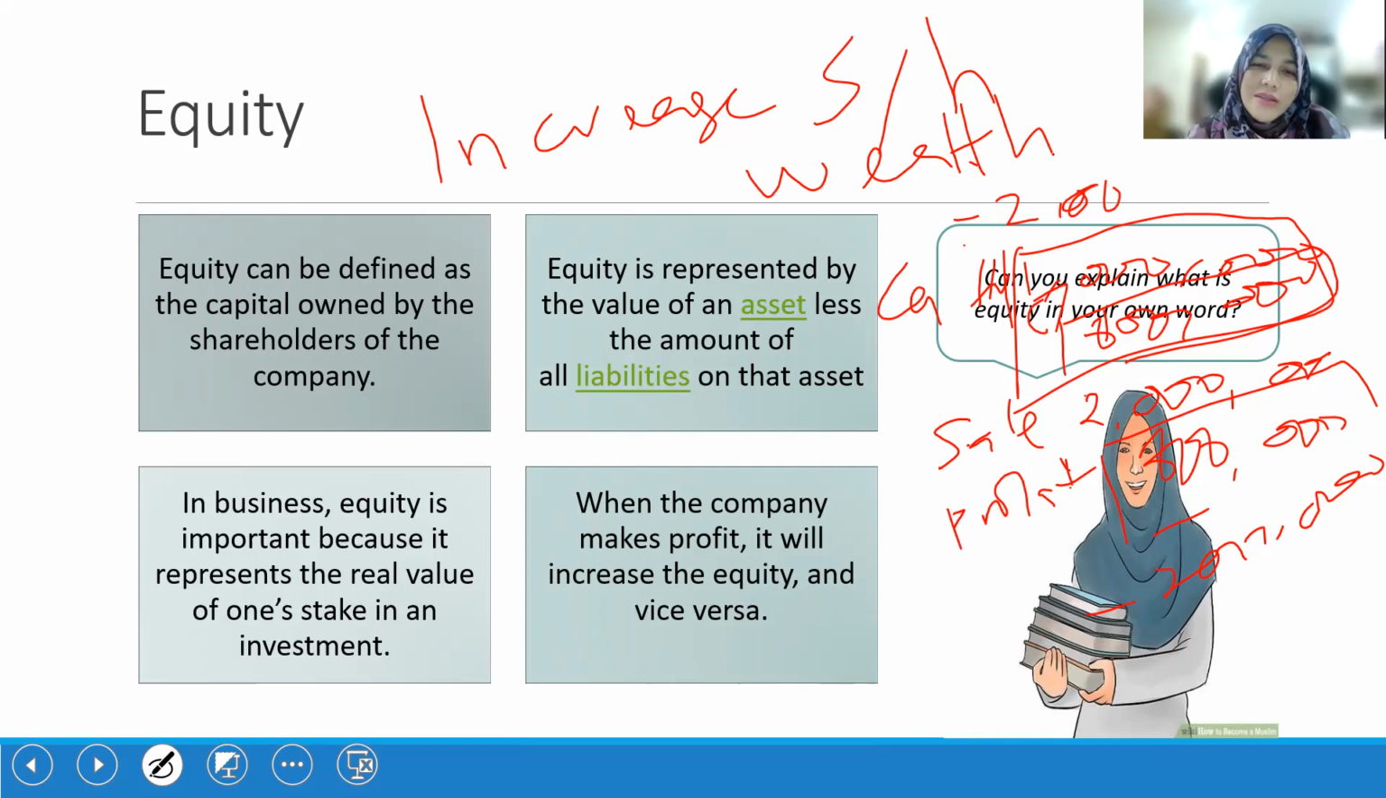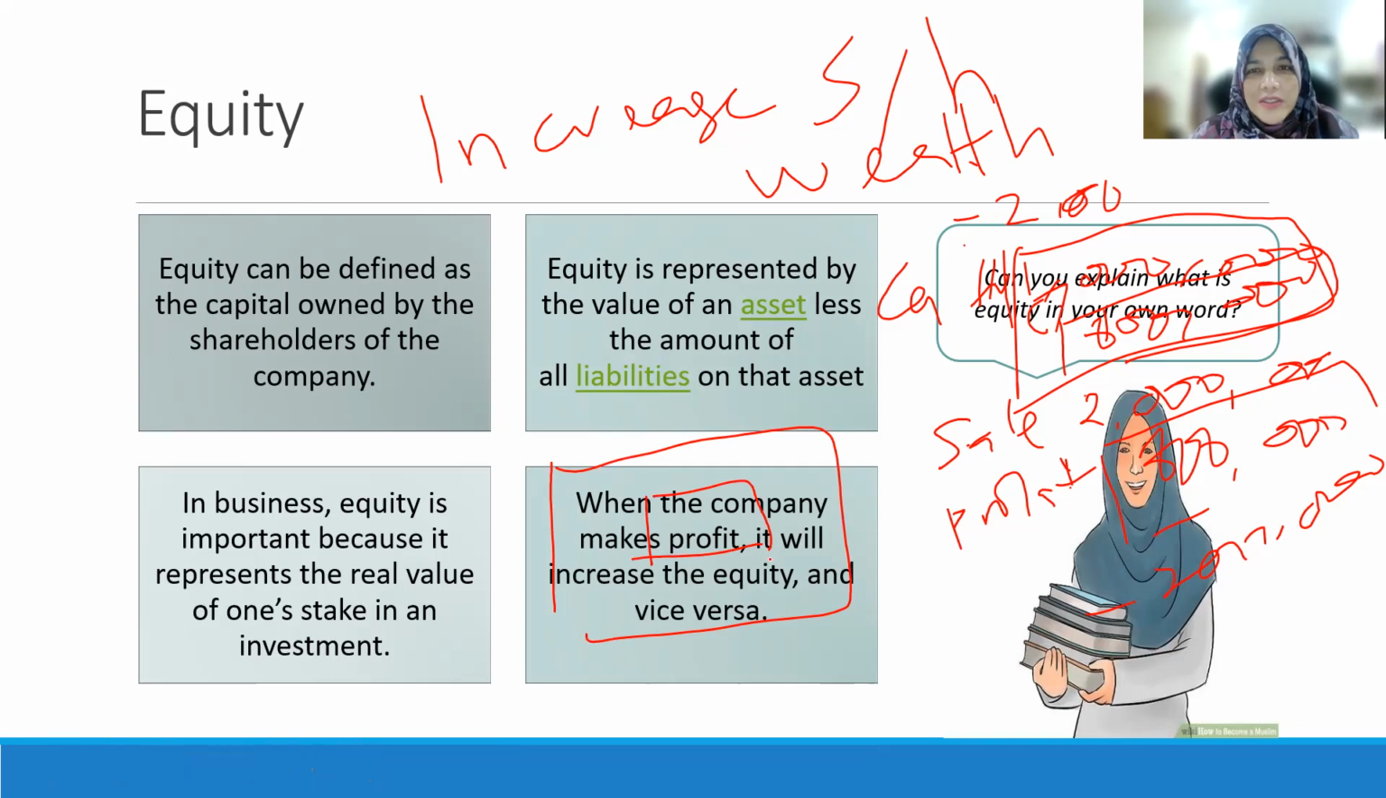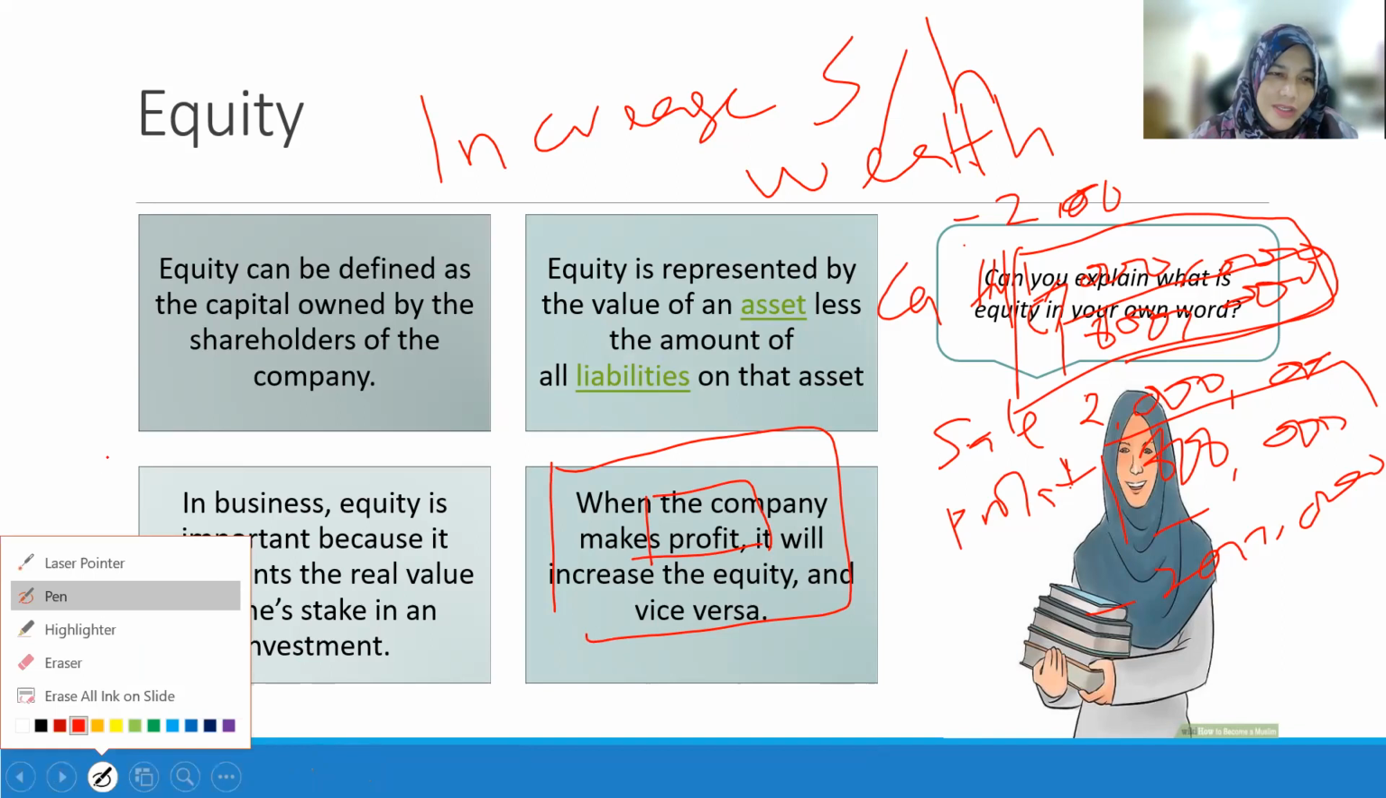So to maximize the shareholders' wealth, definitely the company need to make profit. Yeah, profit is important. With profit, then only the shareholders' wealth will be enhanced, right? If the company make loss, suffer loss, definitely the shareholders' wealth will be deteriorating. Will be minimized, will be reduced, right?